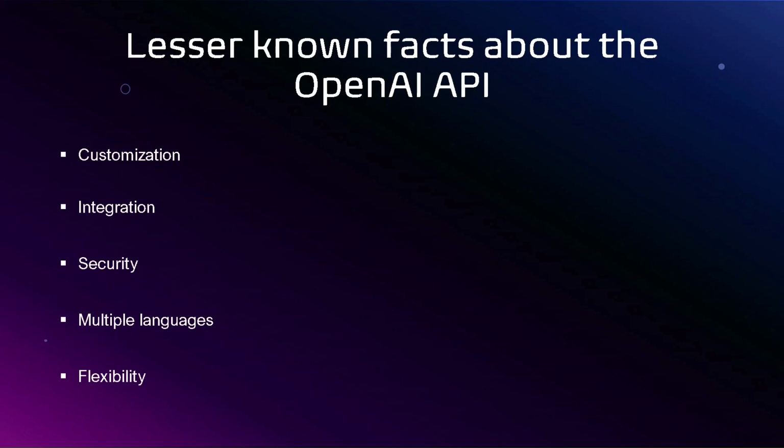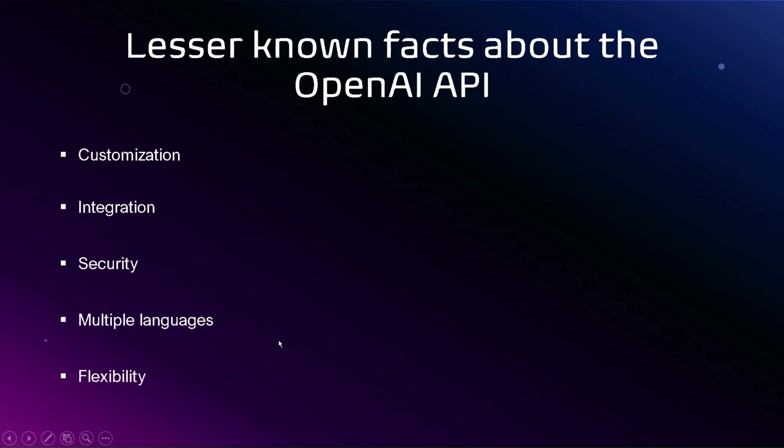Then the fourth one is multiple languages. This OpenAI API supports multiple languages, including English, Spanish, German, and others. Then the flexibility. The API can be used for a wide range of applications, from content generation and text summarization to question answering and language translation. So these are just a few of the lesser known facts of this OpenAI API.